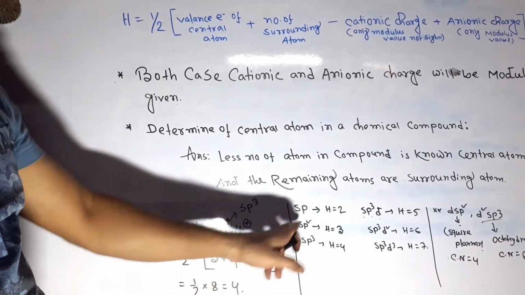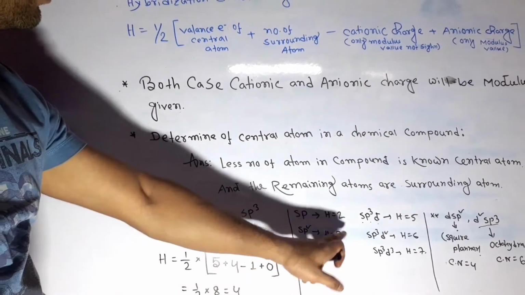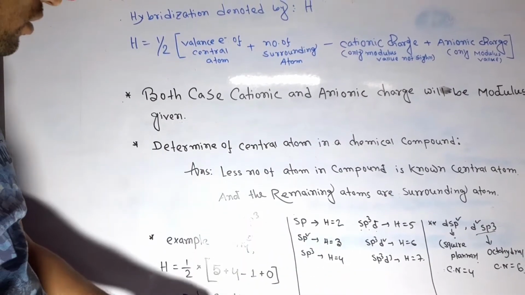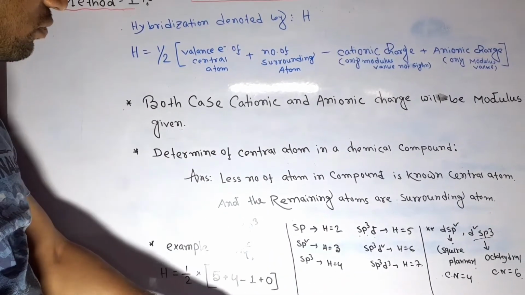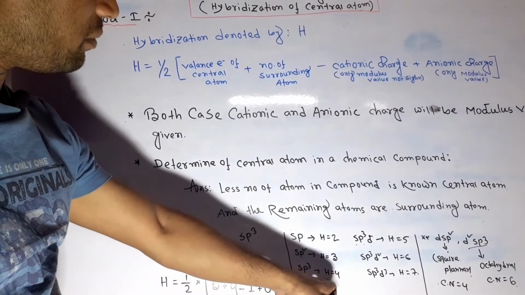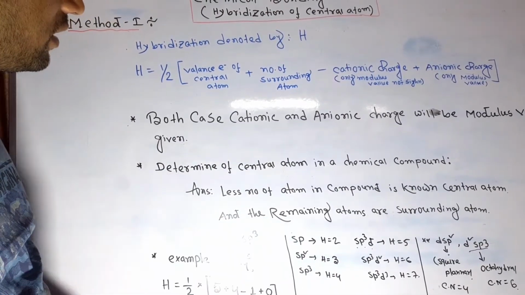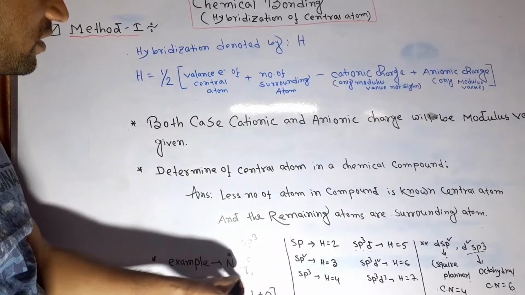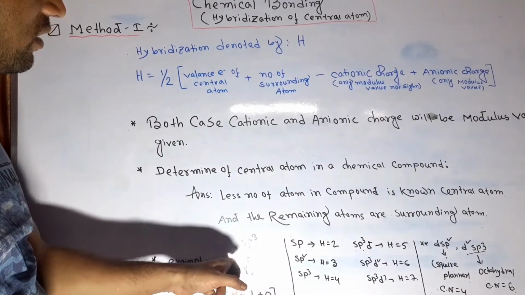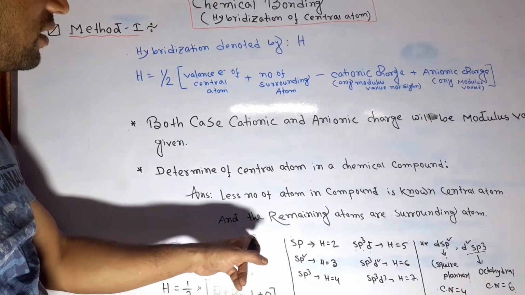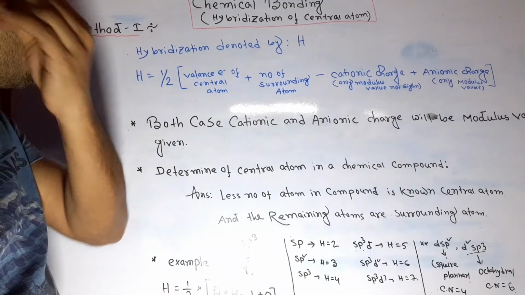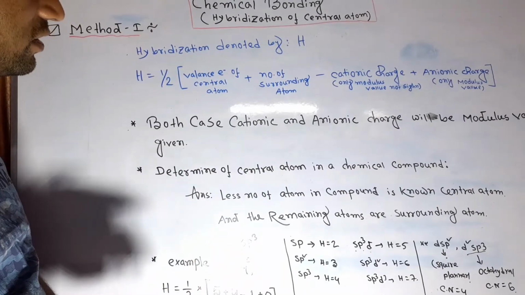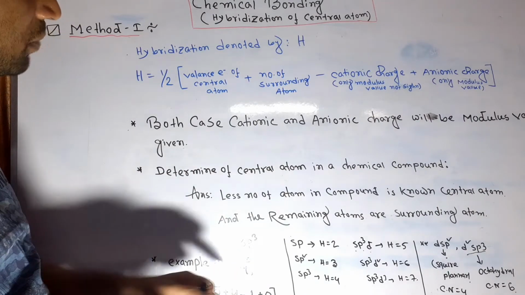First, determine the hybridization number according to this method. If the hybridization number is 2, the name is sp hybridization; 3 is sp2, in this order. So the hybridization number for NH4 plus is 4, and if the hybridization number is 4, then the hybridization name is sp3. So in the species NH4 plus, the central atom belongs to sp3 hybridization.